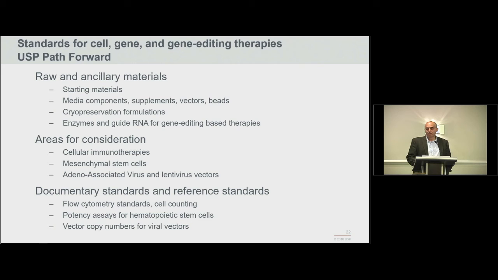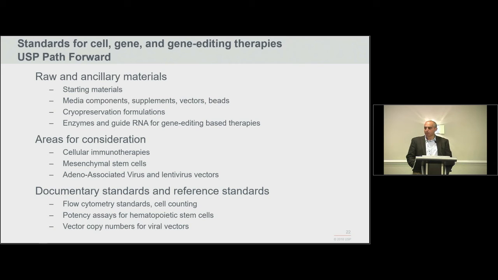There are a few areas that we prioritized, and I think we began to work on some of them. But the focus, as we highlighted earlier, is the raw and ancillary materials, looking at the different types of starting material that are used across products, with a few examples like media components, supplements, vector beads, and also cryopreservation media and formulations.